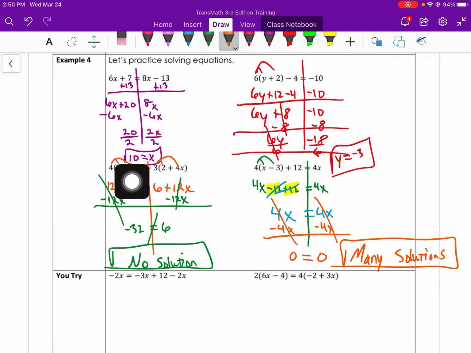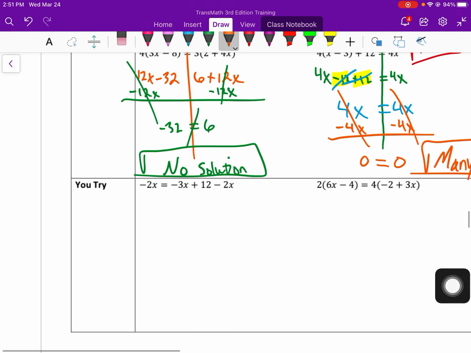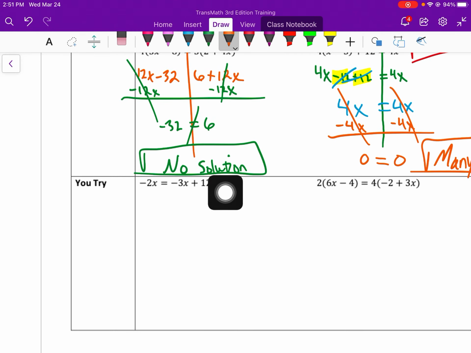So in the first two, we got one input to make the equality true. In the third one, we got no solutions because this is a not true statement, or a false statement. And in the final one, we got 0 equals 0, in which case it's many solutions. So now I have some for you to try. Make sure to check, and if you get a special case, verify if it's no solutions or many solutions, and then if it is a regular case, show that x equals whatever number it's going to be.